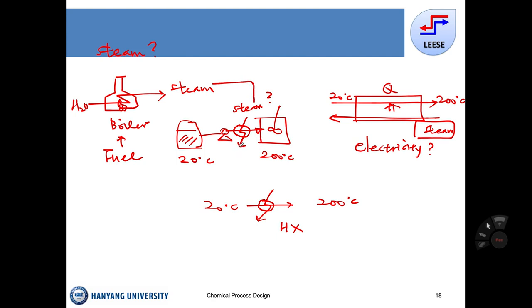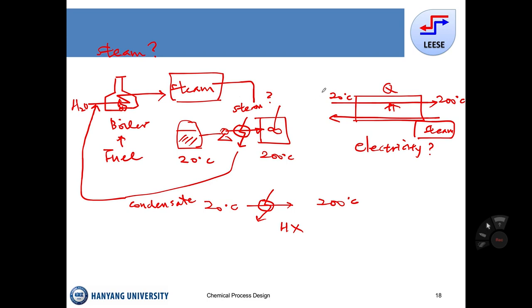What happened to this steam used in the heat exchanger? It typically becomes condensate. So the high pressure steam releases heat to the process, then after losing the heat, it becomes hot water condensate. Then it is returned to the boiler, mixed with fresh water, then turned into steam again. That is common. Why is steam used in the industry compared to electricity? Steam is cheaper.